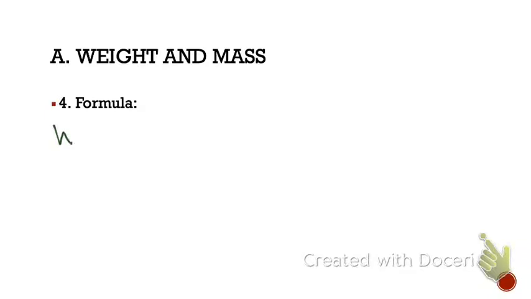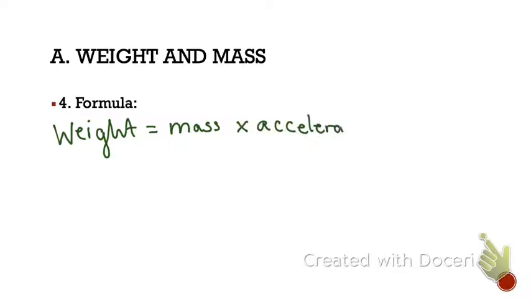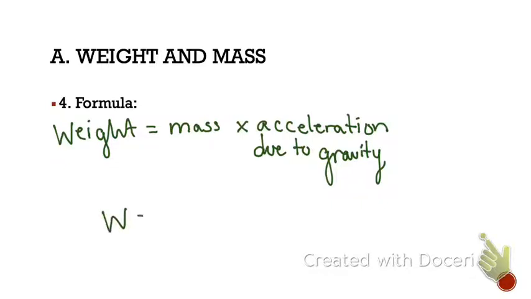What we have is that weight is equal to the mass times the acceleration due to gravity. We can break that down into our variables, and say that weight is equal to m multiplied by g. If you remember, this is a lot like Newton's second law.